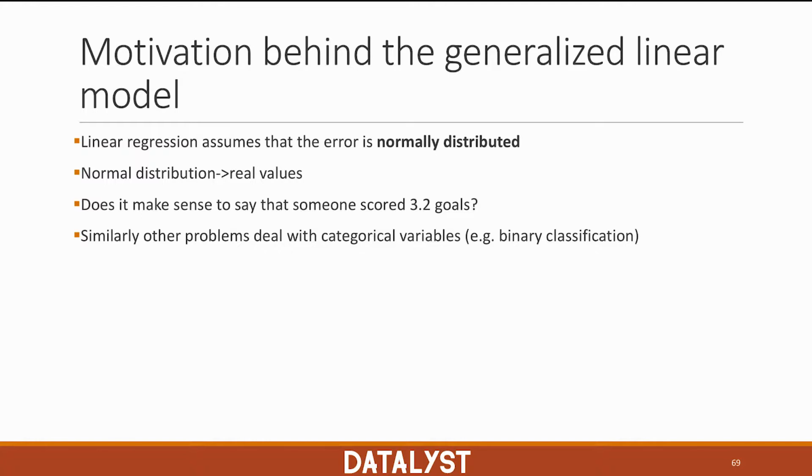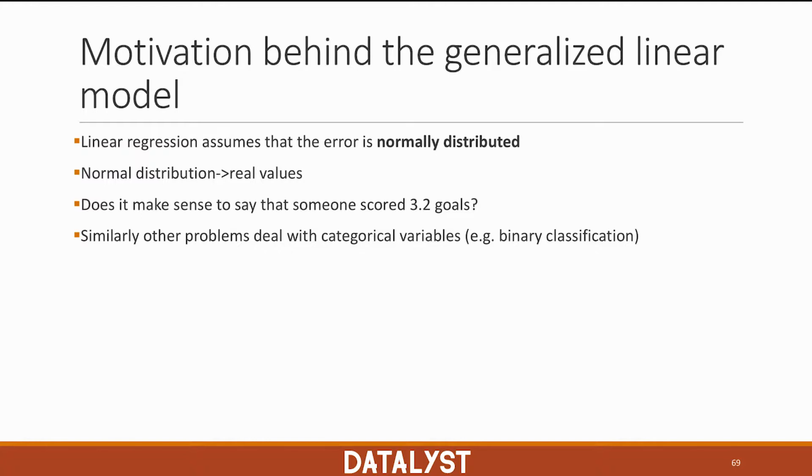However, this doesn't always make sense. There are domains where the response variable needs to be restricted. So let's say that you're modeling sports outcomes. It wouldn't make sense to say that you're predicting 3.2 goals, for example. The number of goals in a football game has to be an integer.